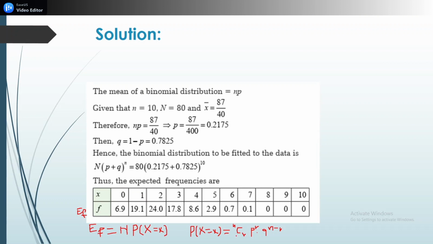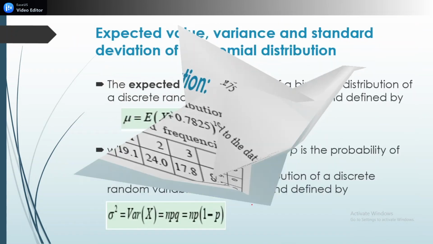Then, after getting the value of this probability, for case 1 you multiply by 80, for the second case you multiply by 80, you know the value of N is equal to 80, and so on. This is why you get this table of frequency distribution.